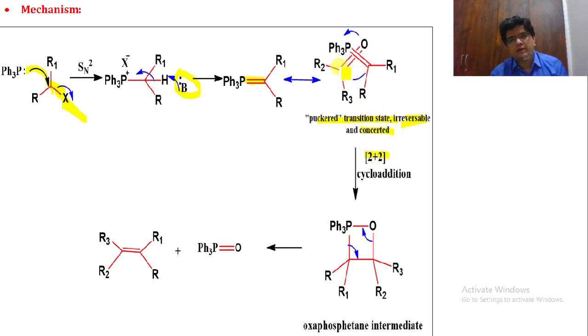Here we are having a 2 pi electron, here we are also having a 2 pi electron. They will form a 2+2 cycloaddition reaction. So by that way you can have this type of intermediate. So here we are having a PPh3 oxygen, here we are having R2 and R3, R and R1. So now this is from the phosphine compound and this is from the ketonic compound.